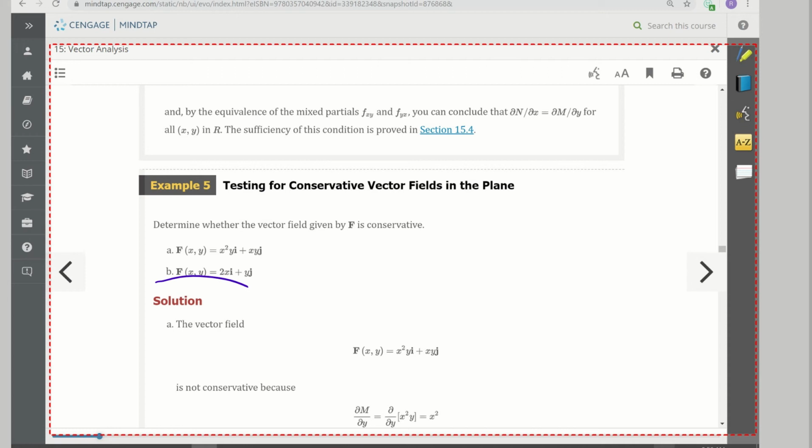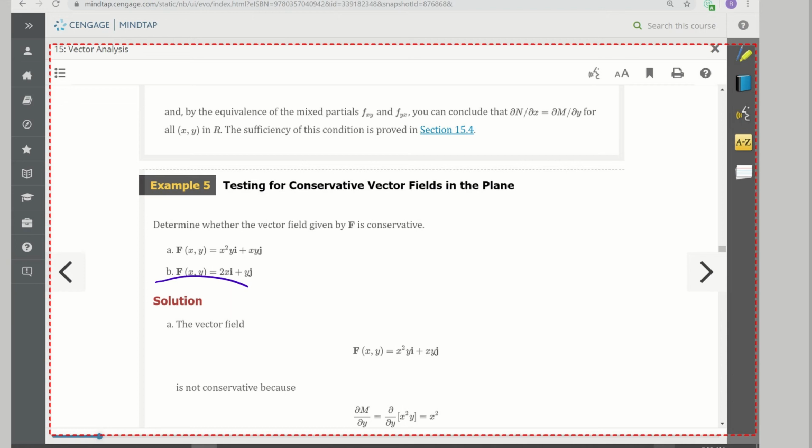If we look at the vector valued function given by F in part B, we see that M is equal to 2x, N would be equal to y. So if we check for conservation, let's go ahead and do that. We're going to take the partial of M with respect to y. Well, with respect to y, the derivative of 2x would be 0. If we look at the partial of N with respect to x, the derivative of y would be 0.